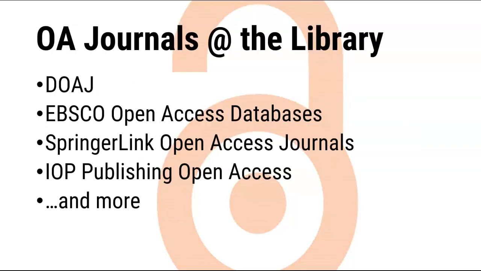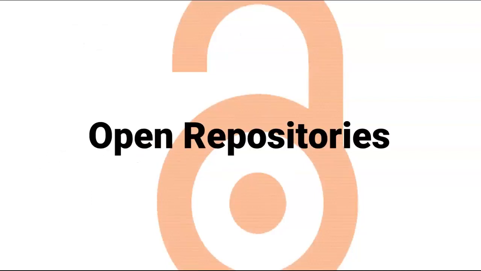Open access journals, we have DOAJ, which is the Directory of Open Access Journals. EBSCO has its open access databases. SpringerLink has open access journals as well. And IOP, which is the Institute of Physics, also has publishing open access. And there are many more within the library database list.